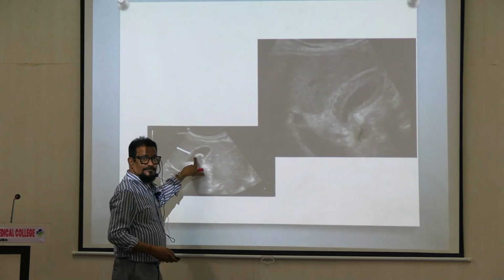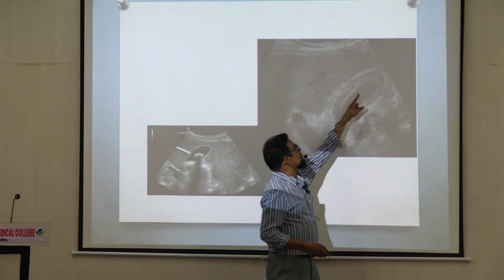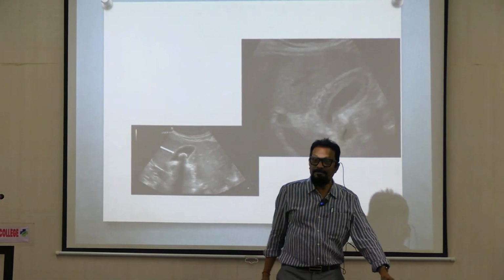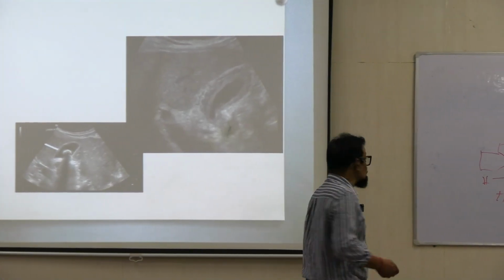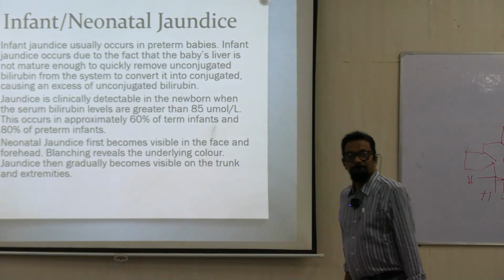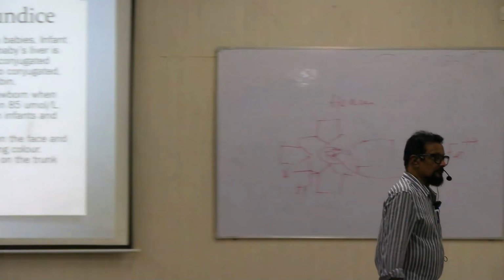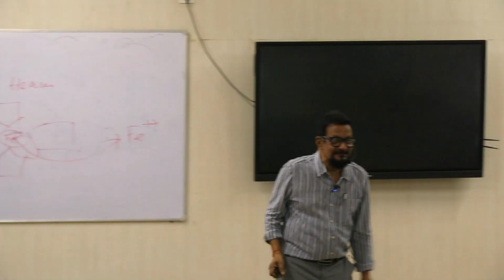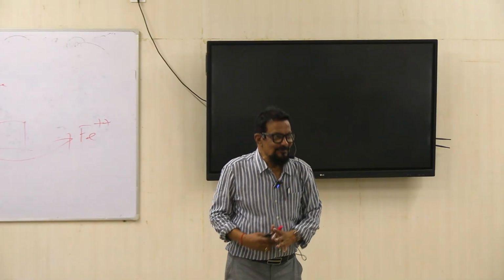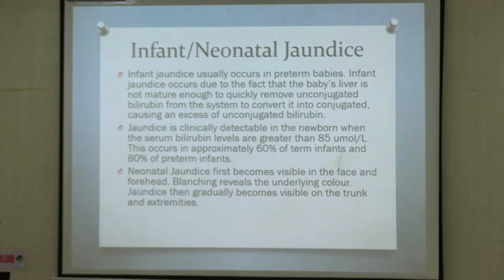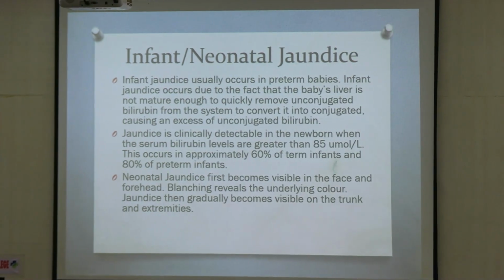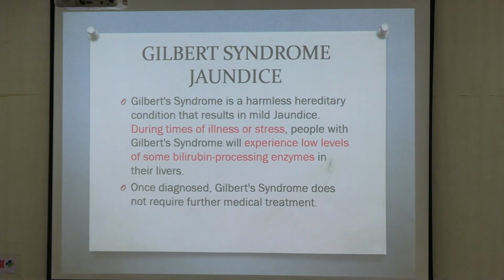If a stone is there in the gallbladder, the wall of the gallbladder is inflamed. This is called cholecystitis. This may also cause jaundice. And what is neonatal jaundice? I already told that the liver is not developed enough to conjugate unconjugated bilirubin into conjugated bilirubin.